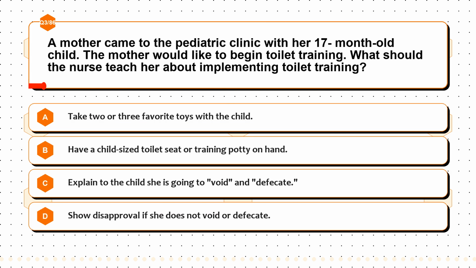Question 3. A mother came to the pediatric clinic with her 17-month-old child. The mother would like to begin toilet training. What should the nurse teach her about implementing toilet training? Here are the options. Option A. Take 2 or 3 favorite toys with the child. Option B. Have a child-sized toilet seat or training potty on hand. Option C. Explain to the child she is going to void and defecate. Option D. Show disapproval if she does not void or defecate.